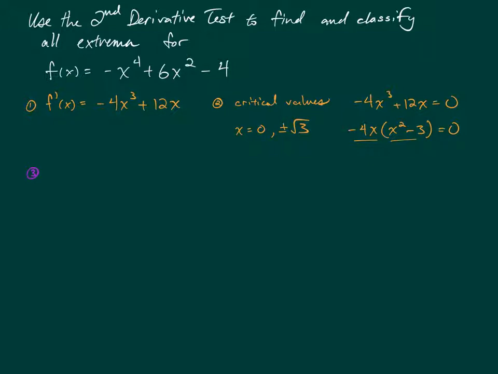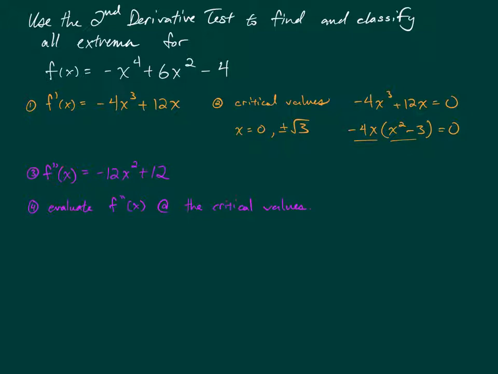So let's go over here. Next step, we want to find the second derivative. And again, it looks like we're just going to be using the power rule here, so let's do that, and that will give negative 12x squared plus 12. And that's it. We don't need to set it equal to 0. We don't need to solve for x. We just need the second derivative. What do we do with this second derivative? We evaluate the second derivative, so f double prime of x, at the critical values.